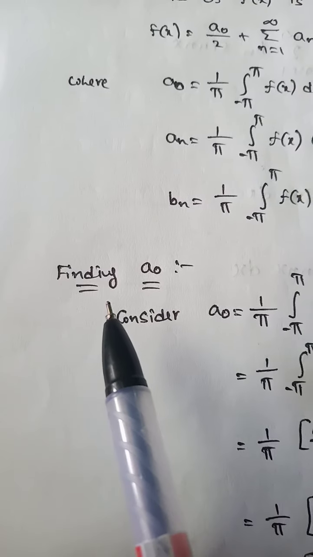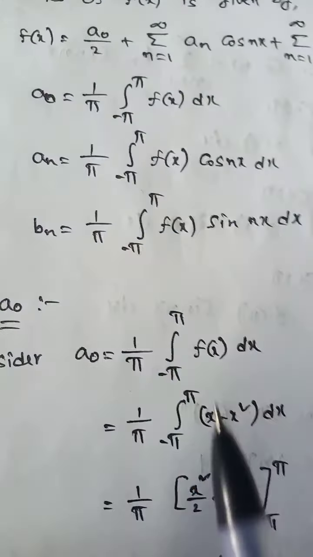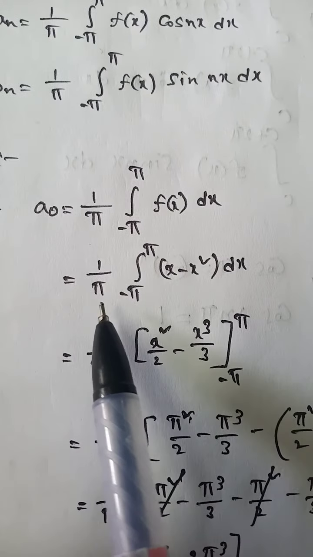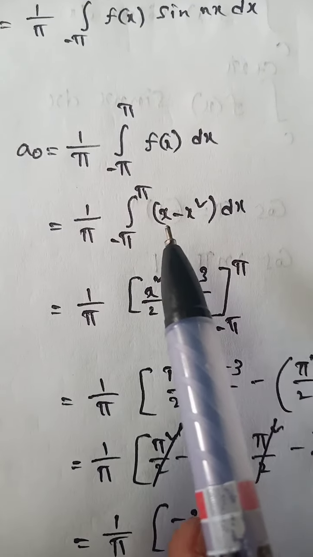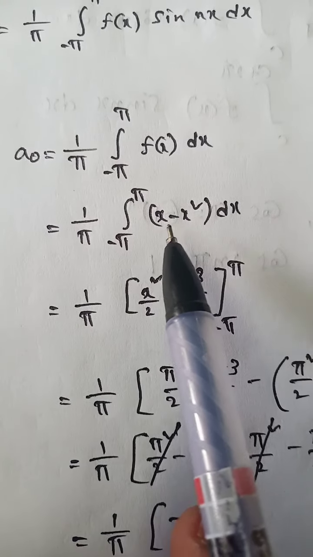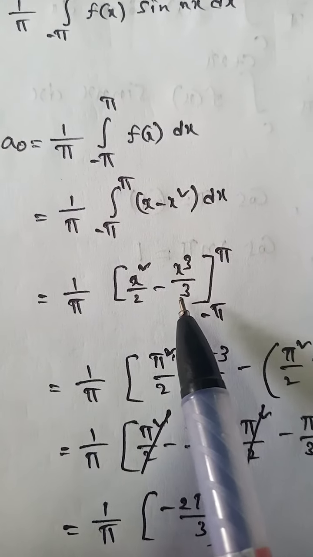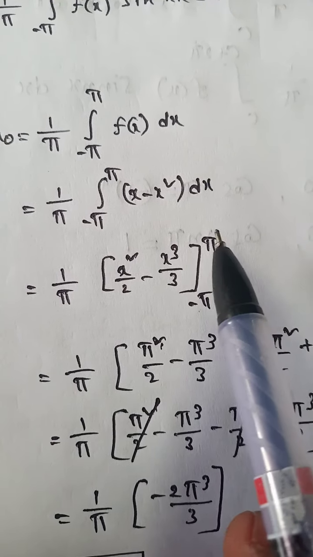Now first I am going to find a naught. Consider a naught equals, this is the formula, 1 by pi times the integral from minus pi to pi of f of x dx. That equals 1 by pi times the integral from minus pi to pi of the given function, x minus x square dx. Find the integration of these two terms. The integration of x is x square by 2, minus the integration of x square, which is x cube by 3. After completing the integration, write down the limits minus pi to pi.